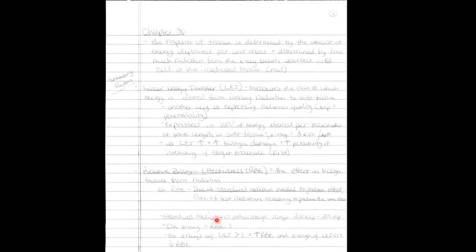And then standard radiation, the orthovoltage range, which I think I talked to you about when we were talking about how doctors used to treat skin diseases. They used orthovoltage, but in X-ray, the orthovoltage range is 200 kV to 250 kV. Diagnostic X-ray has an RBE of 1, so that's also important to know.